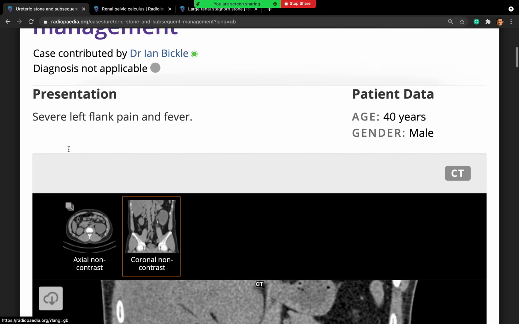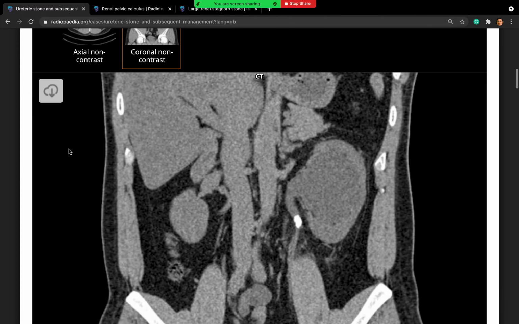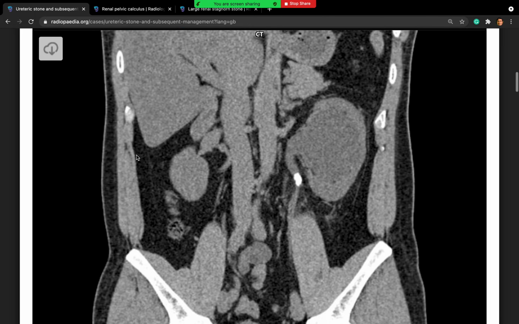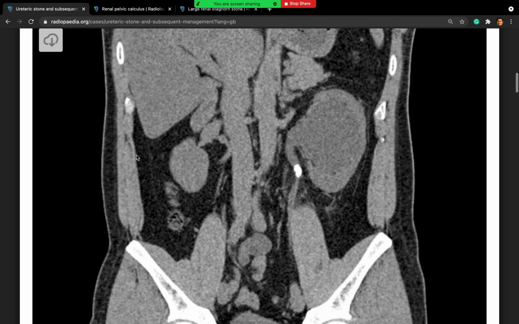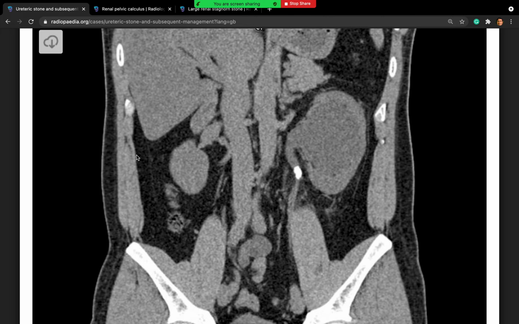Yes, so this is the coronal pictures of the same CT scan. This shows an upper ureteric stone, which is obstructive with hydronephrosis and very minimal fat stranding on the left side. I would say this is around a 7 millimeter stone.